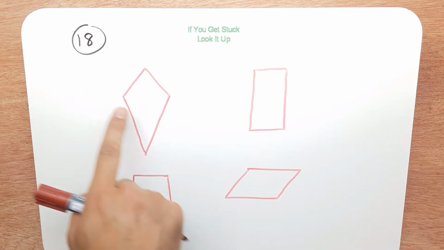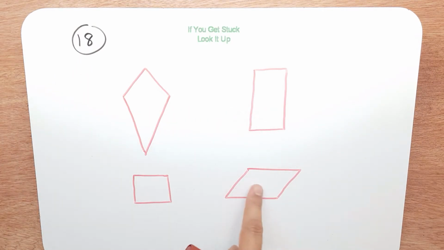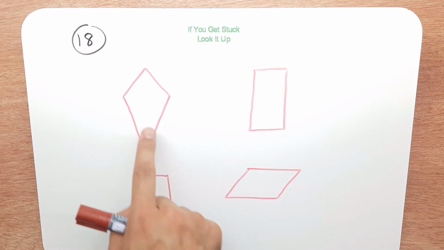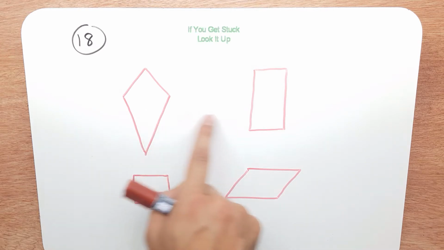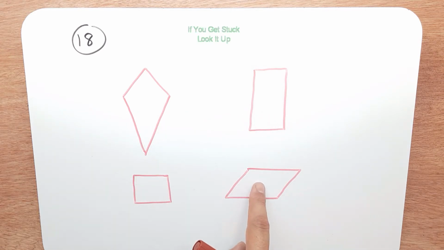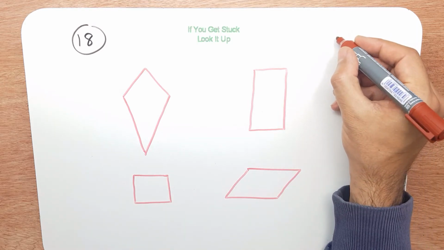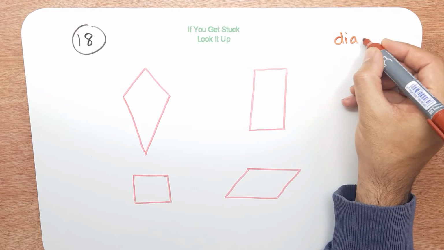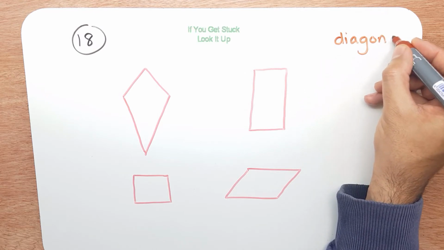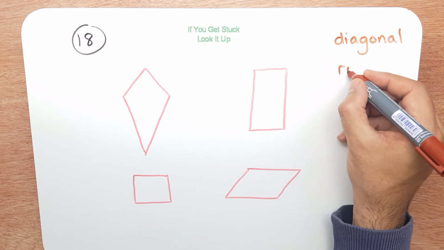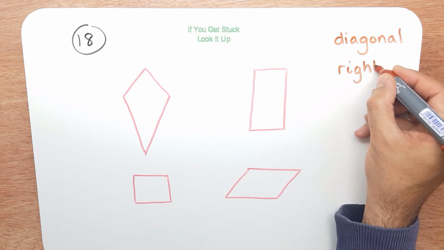Question 18, we're given 4 shapes. And we're asked to work out which of these shapes, when you draw the diagonals, do the diagonals cross at 90 degrees or at right angles? So we need to write the word diagonal and right angle.